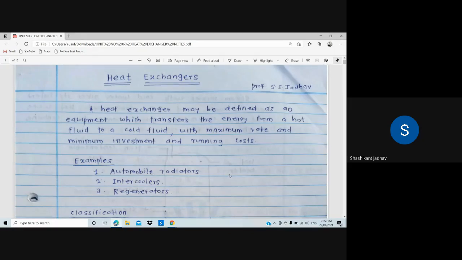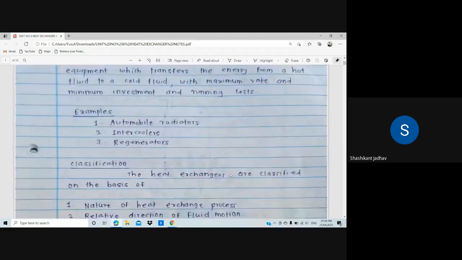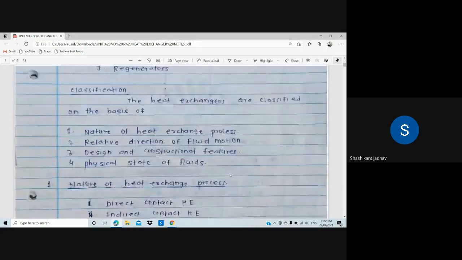Okay, what is our topic name? That is heat exchanger. So we have seen the definition of the heat exchanger and what the examples of the heat exchanger are. Okay, so the next point we have to write down is classification.